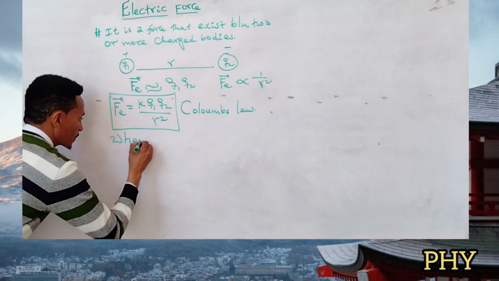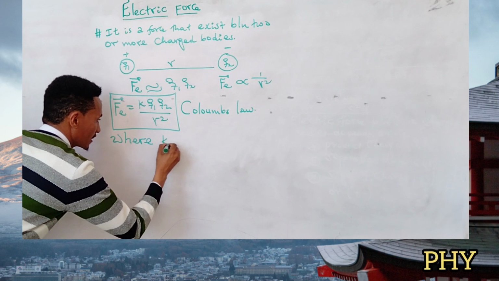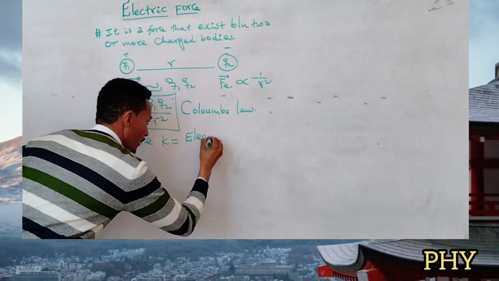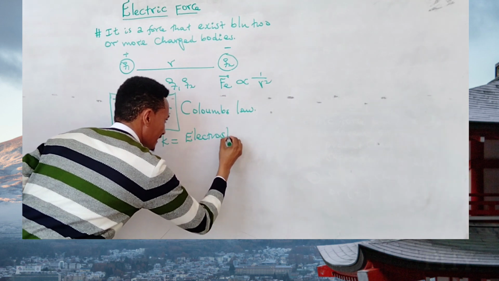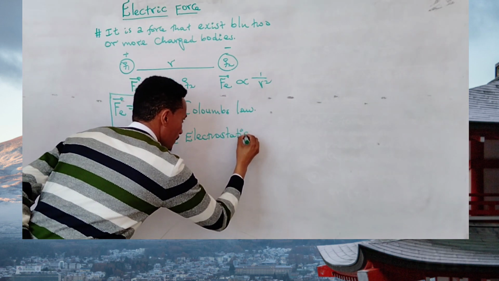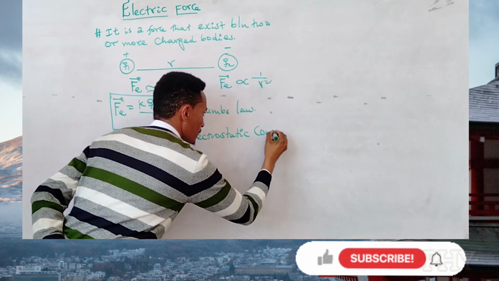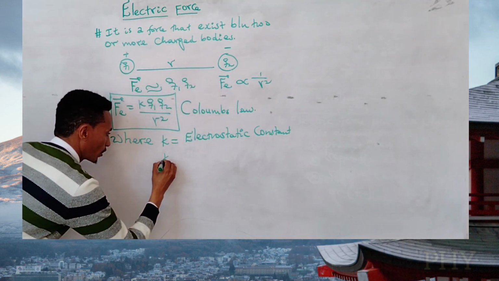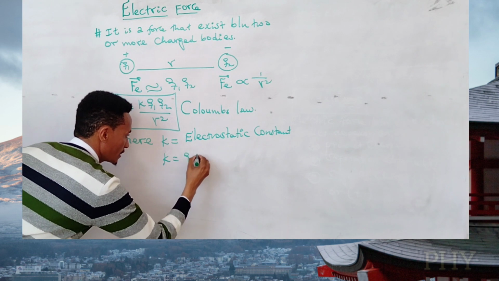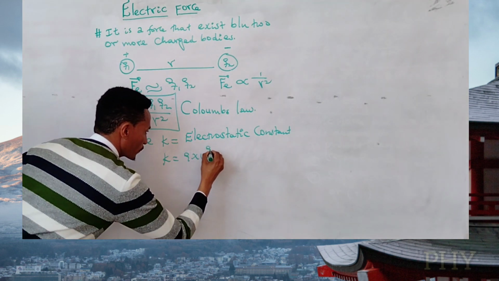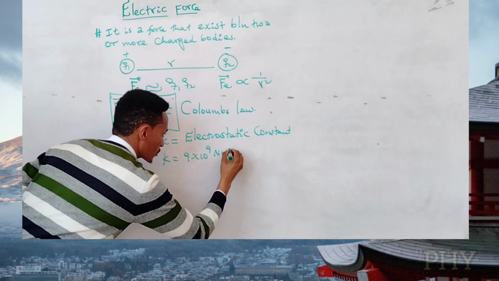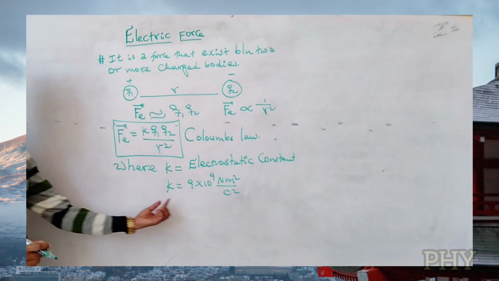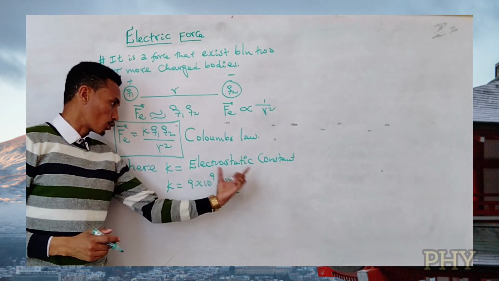So here, look at what that means: k stands for the electrostatic constant. k is equal to 9 times 10 raised to positive 9 newton meter square per coulomb square. This is the value of k, what you call the electrostatic constant.